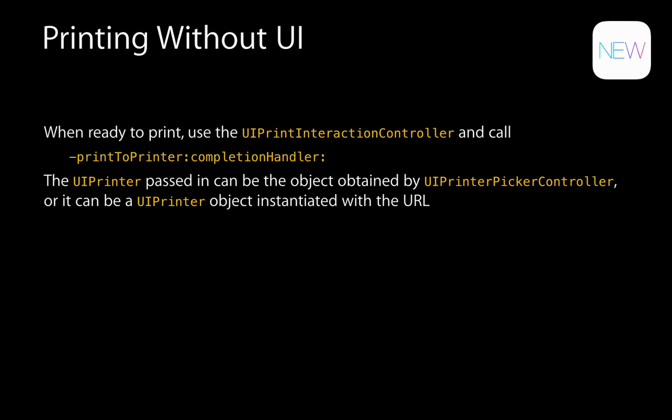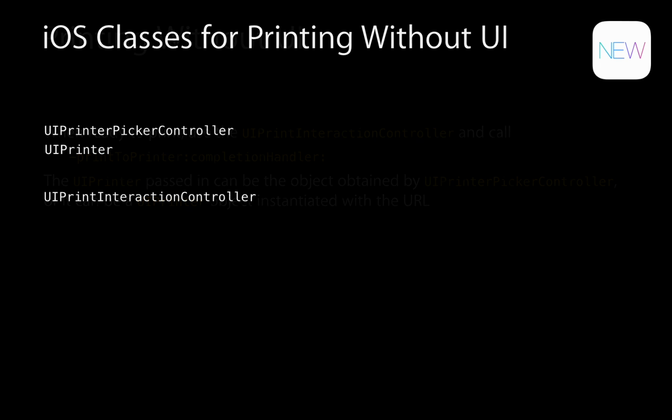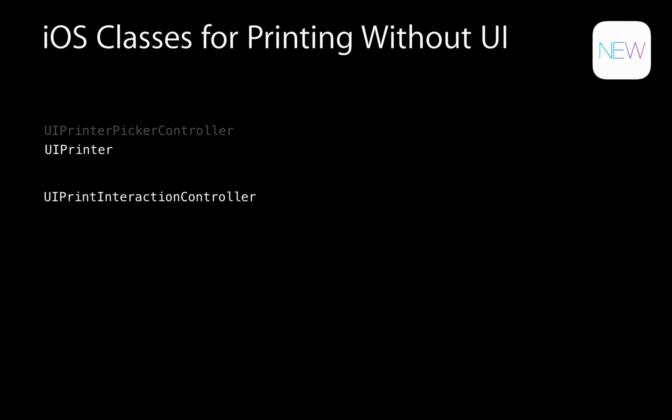So when your app is ready to print then, at the appropriate moment, you'll use the UIPrintInteractionController, and you'll call the new method printToPrinter with this UIPrinter object, completion handler. The UIPrinter passed in, like I said, could be obtained from the UIPrinterPickerController directly, or you could have instantiated it with the saved URL. Okay, so that's UIPrinterPickerController.